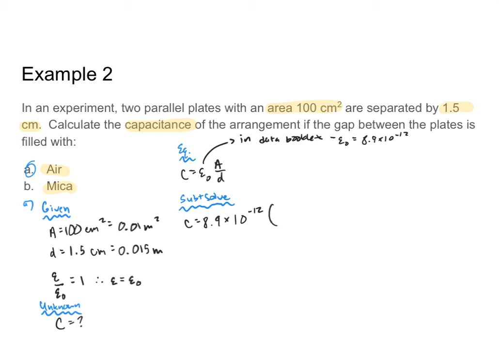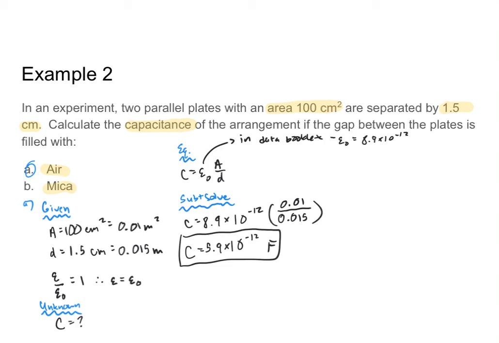And our area, of course, is 0.01, and our distance is 0.015. So when we multiply all of that out, what we'll get is that our capacitance is equal to 5.9 times 10 to the negative 12th farads. And there we go. That is our answer for part A. Let's go ahead and move on to part B.